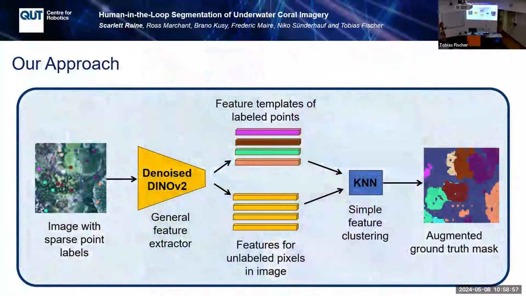Our approach uses the denoised DINOv2 model as a general feature extractor, and we don't need to do any fine-tuning or training of this model. Given an image with sparse point labels, we use that model to obtain features for the labeled points and also every pixel in the image. From this, we can use a k-nearest neighbor algorithm to do clustering in the deep embedding space. And with this clustering, we then obtain our augmented ground truth mask.